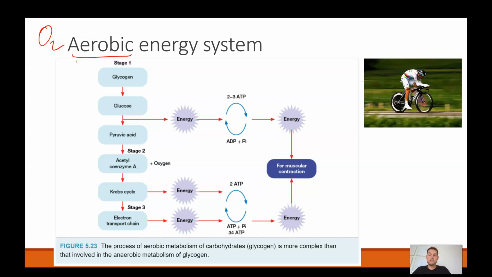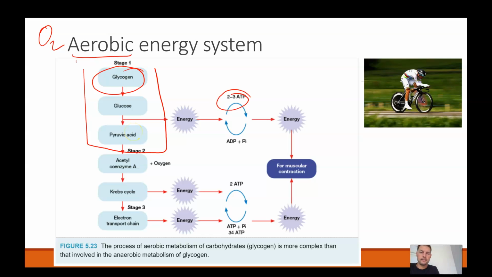As we discussed early on, glycogen and carbohydrates are our preferred fuel to use. So you might see this stage here is exactly the same as the anaerobic glycolysis energy system, where glycogen went to glucose, we got the 2 to 3 ATP, and then we went to pyruvic acid. The difference in this situation with our aerobic energy system is that we have sufficient oxygen here, so we can go through a few extra phases.